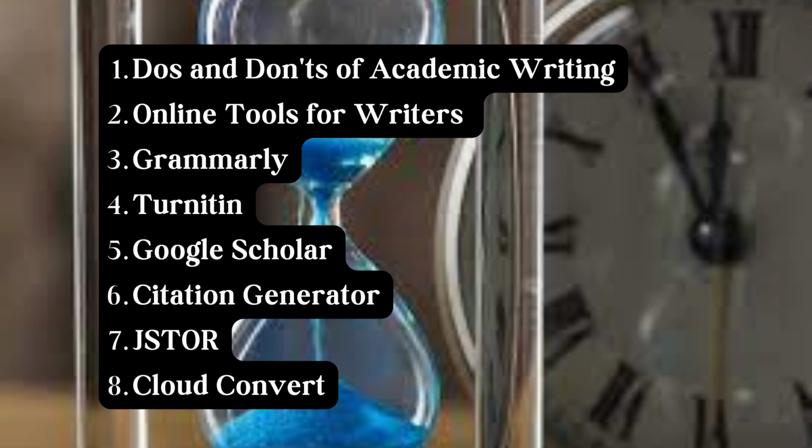Each and every time, whether you are a pro or a beginner, you must have those 6 tools. That is Grammarly, Turnitin, Google Scholar, Citation Generator, JSTOR, and Cloud Convert. Those are the very basic tools or websites that each and every writer should have, whether you are a beginner or a pro.